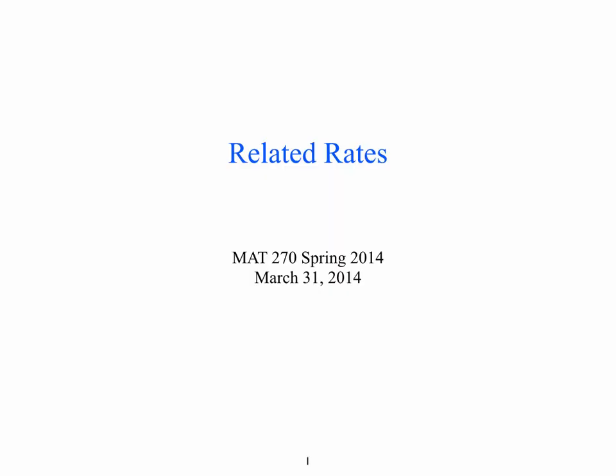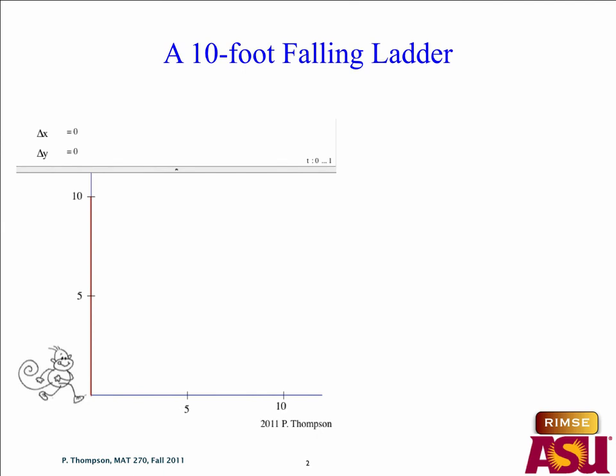Okay, so today we're going to be talking about this thing called related rates. Last time I introduced a scenario in which a silly monkey was messing around and kicked a ladder and made the ladder slide down a wall, right? And we talked about how we could use implicit differentiation to talk about the rate of change of y with respect to x, where y was the vertical distance from the top of the ladder to the floor, and x is the horizontal distance from the base of the ladder to the wall.